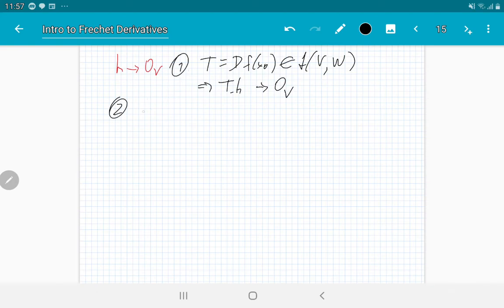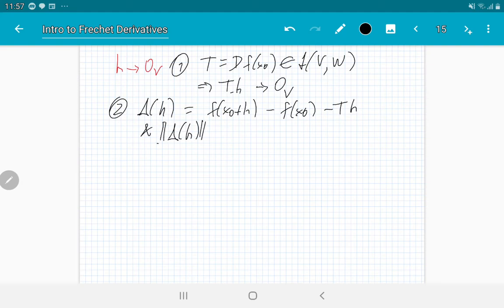And second, I have this delta of h, which is f of x naught plus h minus f of x naught minus T times h. And therefore, delta h is this little o of h, right? So divided by this thing here goes to 0 as well. Sorry, I made a mistake above. T times h is an element of W for any h, so this goes to 0 in W.